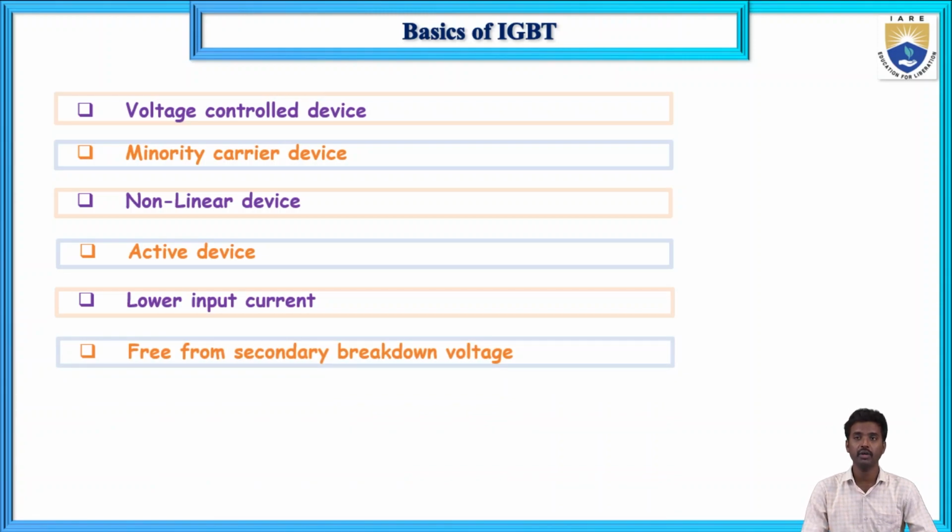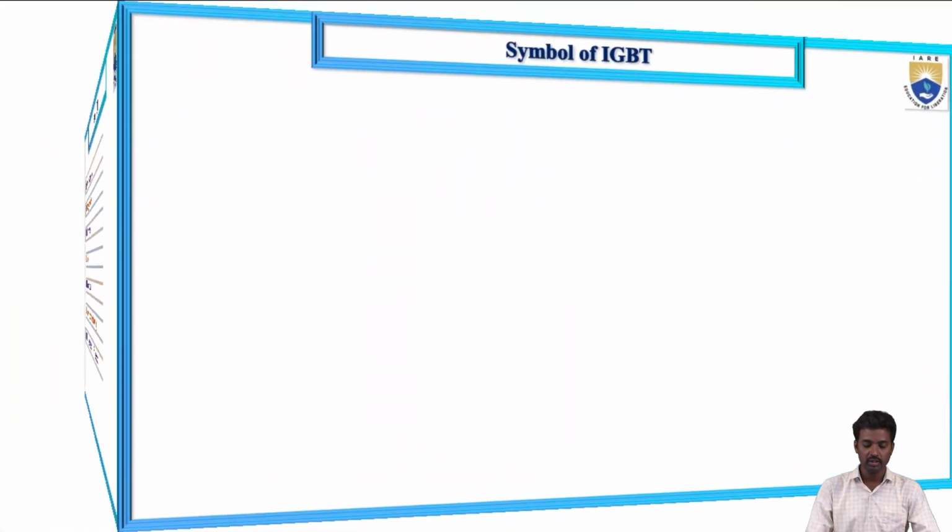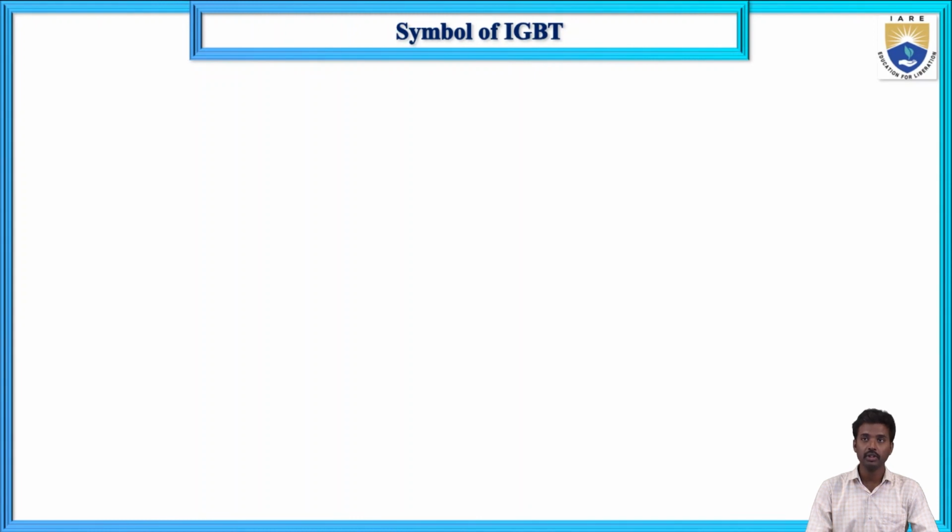It is free from secondary breakdown because it has a flat temperature coefficient. The secondary breakdown concept is only in power BJT. The last one is the flat temperature coefficient. Power BJT has a negative temperature coefficient, power MOSFET has a positive temperature coefficient, but in the case of IGBT it has a flat temperature coefficient. So these are some basic points, and these things you need to remember first.